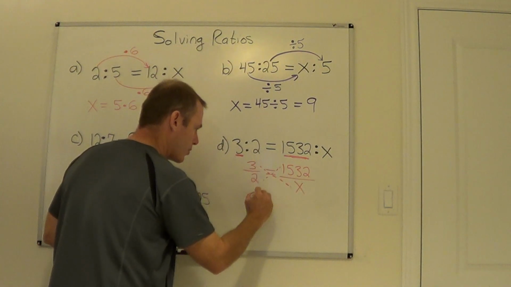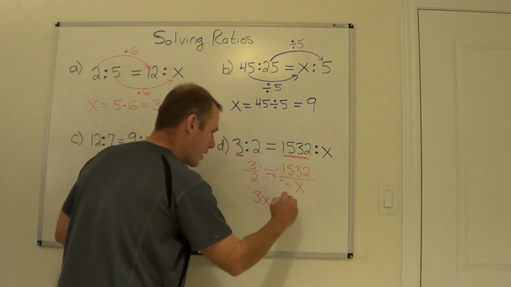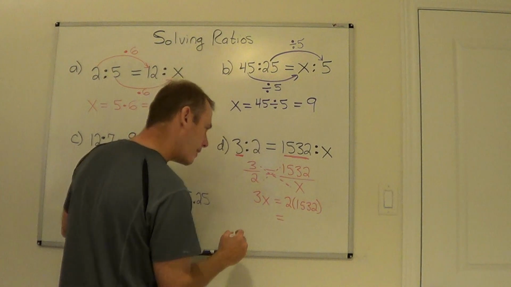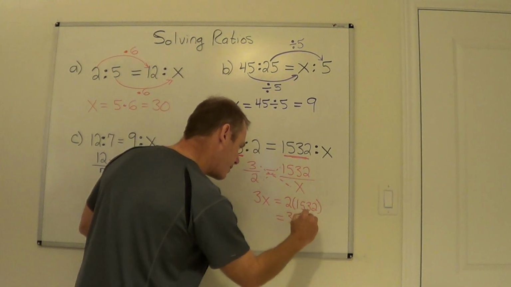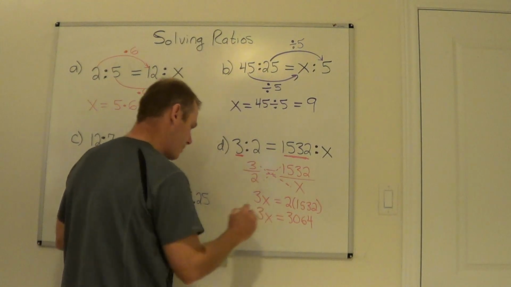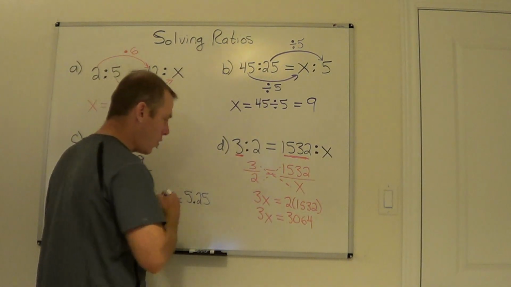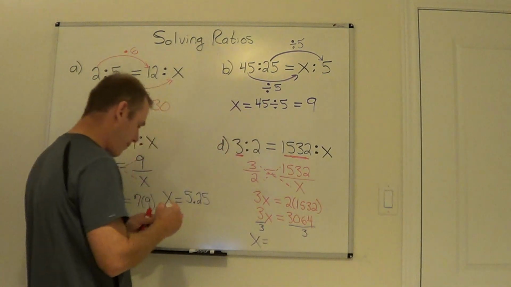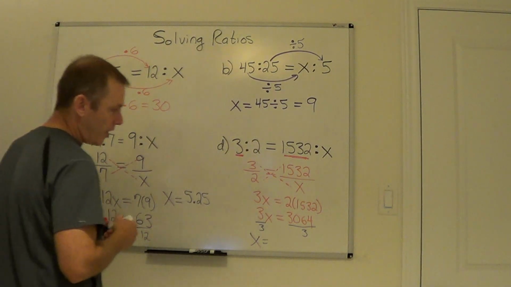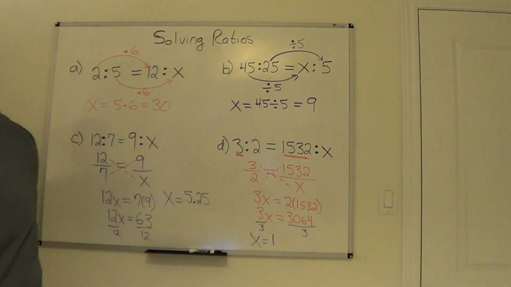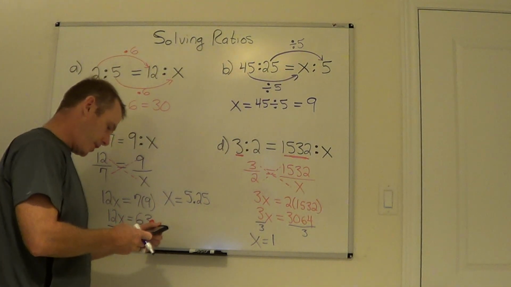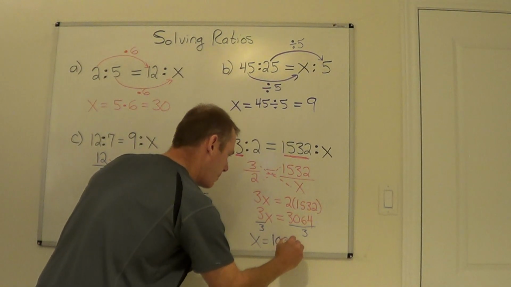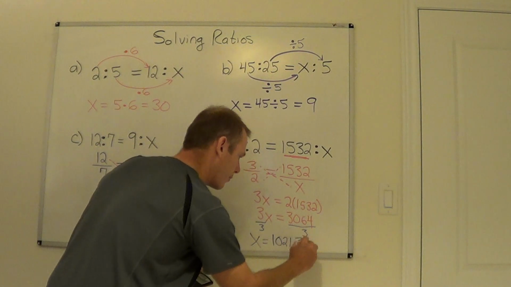So I have 3 times x, which is 3x. And then I have 2 times 1,532, which, doing a little quick head math, is 3,064. And on this side we still have 3x. And of course, to get x by itself, because that's what we want to know, I'm going to divide by our numerical coefficient. So our x value is 3,064 divided by 3. Going into the calculator, 3,064 divided by 3 is 1,021, and, rounding to two decimal places, .33.